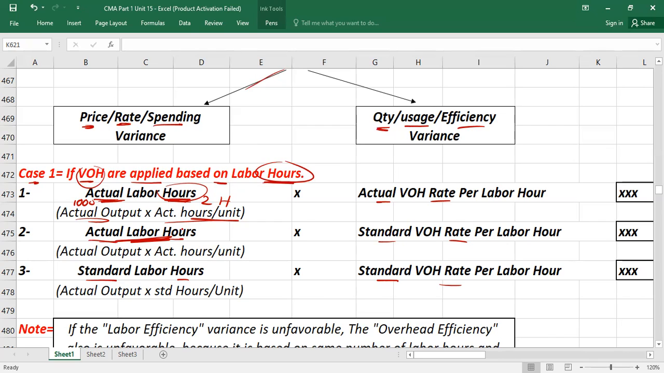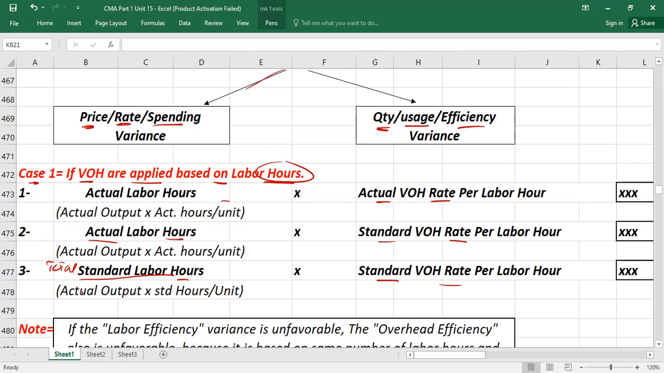Same here, the second line is also actual labor hours. The same formula we will use. What is the formula? Actual output into actual hours per unit, same. Only the third thing is going to be different here, which is the total standard labor hours.